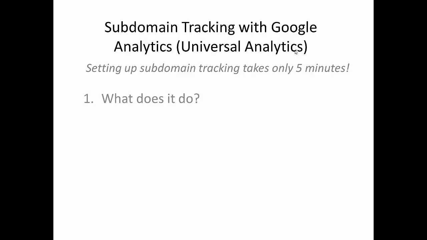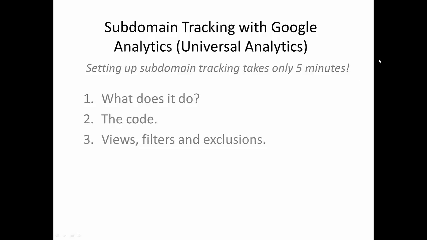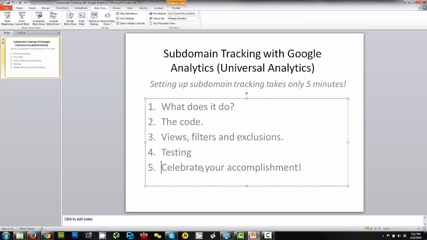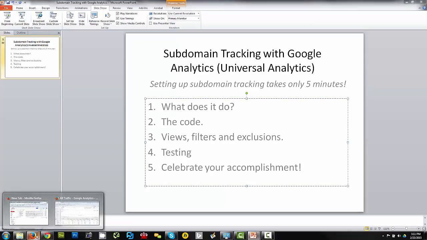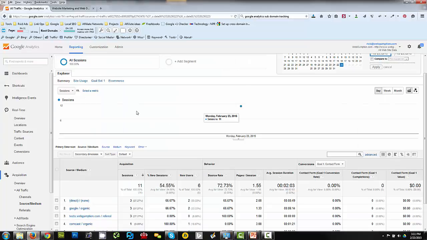We're going to talk about first, what does subdomain tracking mean and what problem is it going to fix for you? We're going to quickly talk about the code and installation of the code. We're going to talk about setting up the appropriate views, filters, and exclusions to make your reports accurate. And we're going to test. We're going to go through a full test to make sure that our program is working as it's intended. So let's jump right in to some analytics to see what problem we're solving.